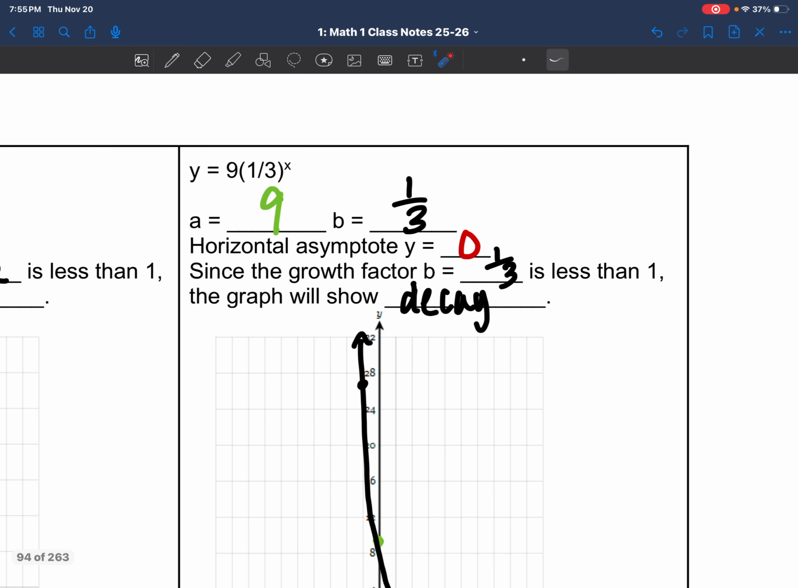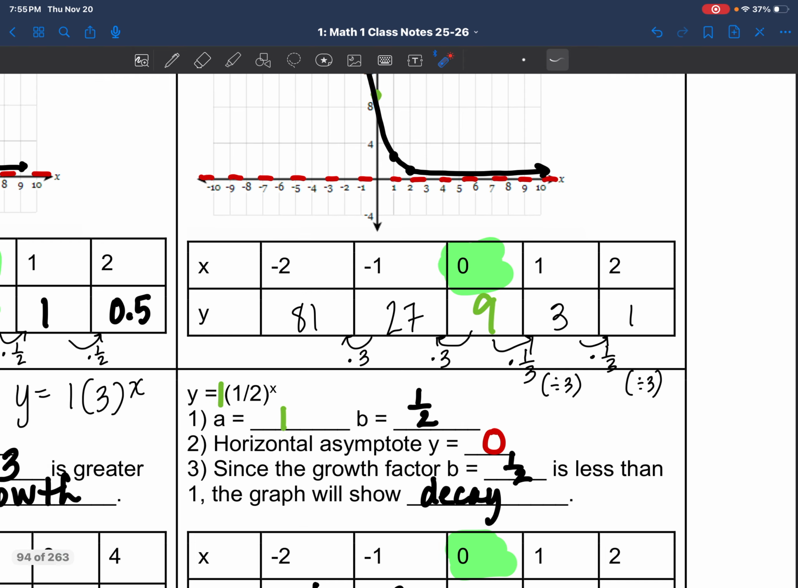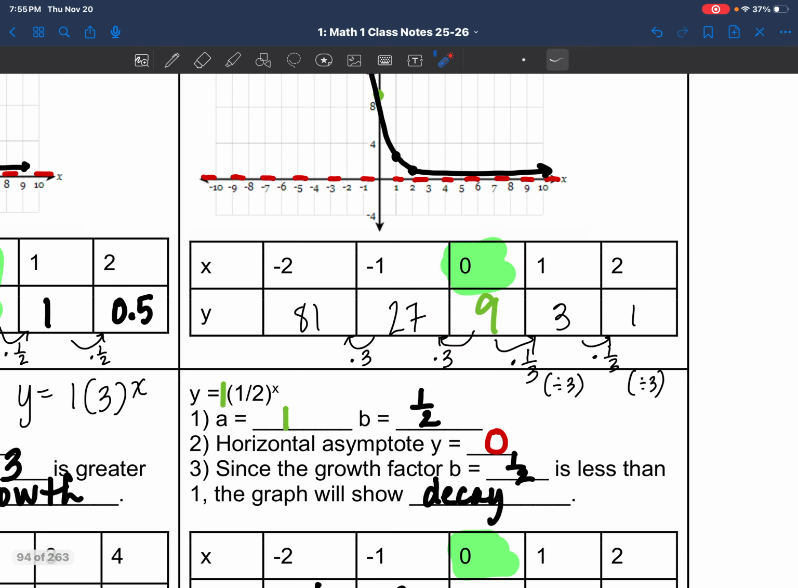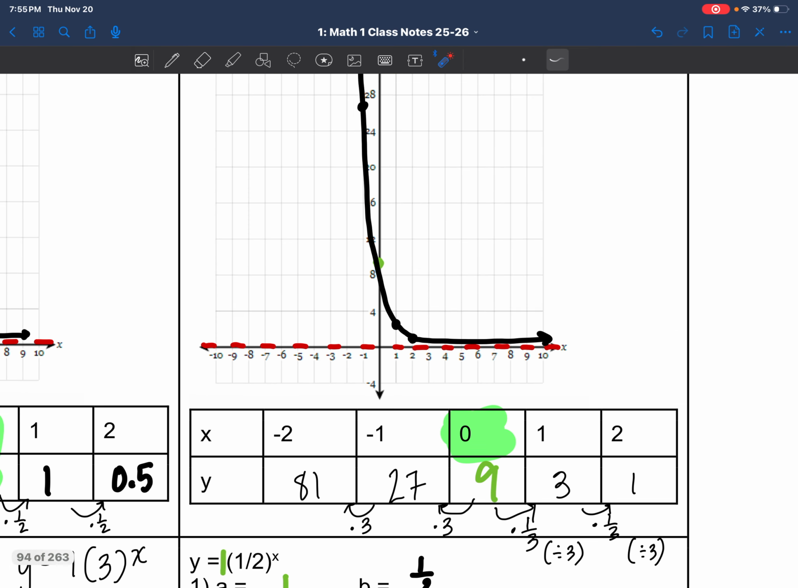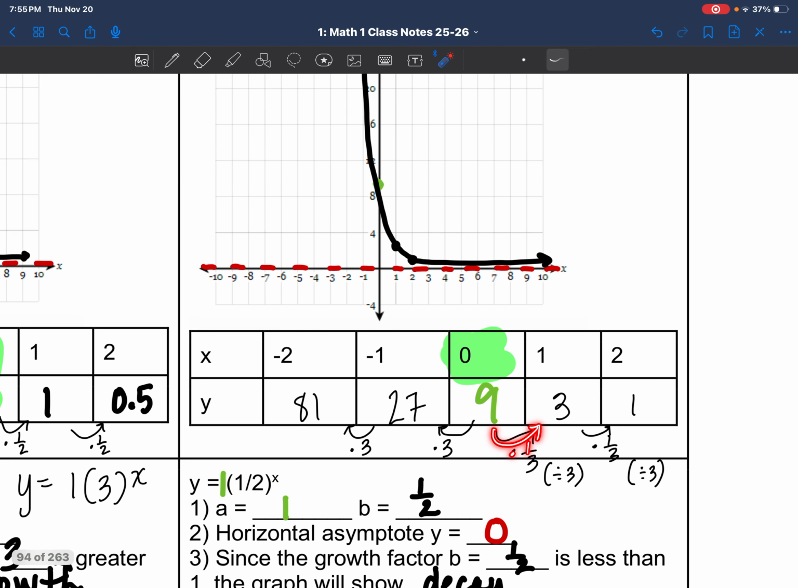So for this one, 9 is your y-intercept, 1/3 is your growth factor, and horizontal asymptote is 0. And since 1/3 is less than 1, we've got decay, so we know our graph is going to look like that. All right, so our y-intercept was 9. We said our growth factor is 1/3. So when we go this way, we're multiplying by 1/3, multiplying by 1/3. And to go backwards, if you were to flip 1/3, you get 3. So we're actually multiplying by 3, multiplying by 3.